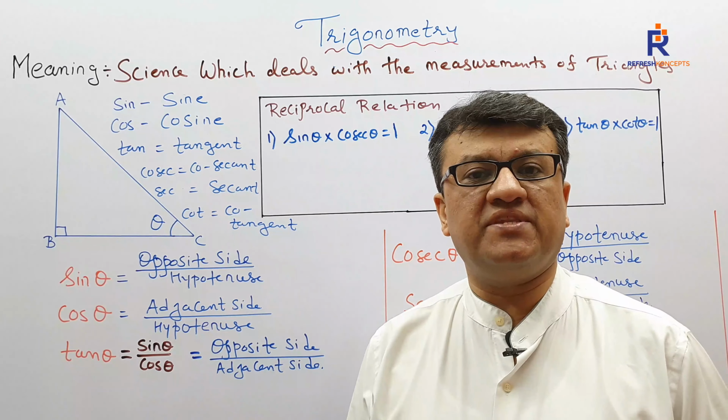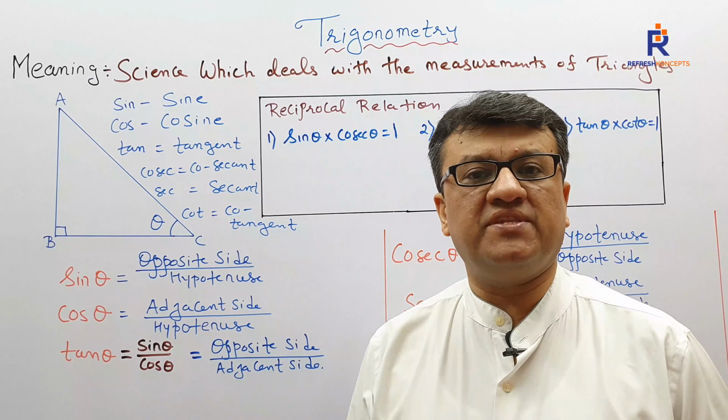Trigonometry means the science which deals with the measurements of triangles. What exactly are they trying to say? As the name suggests, trigonometry: tri means three, gono means sides, metry means measurements. That is, measurements of sides and angles of a triangle. Meaning, if I know the sides, I can find out the angle. And conversely, if I know the angle, I can find out the sides of a particular triangle.